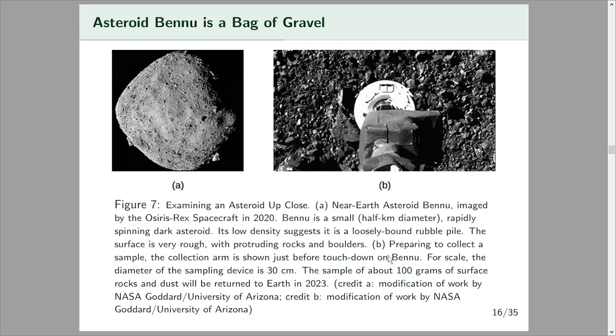Here's an up close of an asteroid. The near-Earth asteroid Bennu was imaged by the OSIRIS-REx spacecraft in 2020. Bennu is a small, half-kilometer diameter, rapidly spinning dark asteroid. Its low density suggests it's loosely bound rubble. Here, this vehicle has landed on it, and it's taking a sample that's going to be sent back to the Earth. About 100 grams of surface rock and dust will be returned to Earth by 2023.